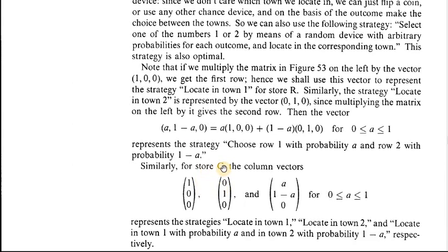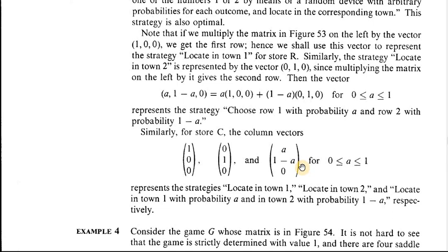So the column player could always choose town 1, could always choose town 2, or it could choose some combination of the two. The column player could choose town 1 with probability A, and town 2 with probability 1 minus A. And that's still going to be an optimal strategy.